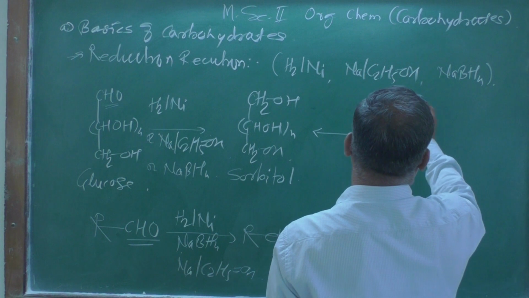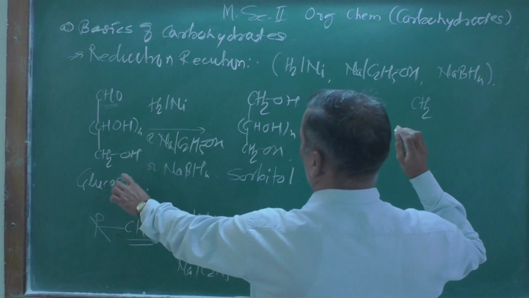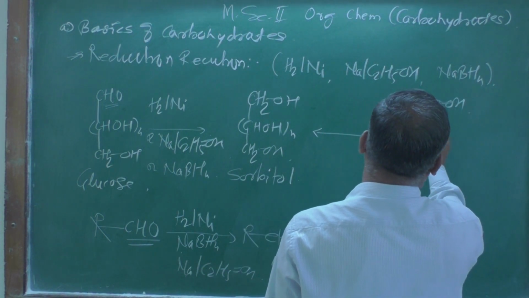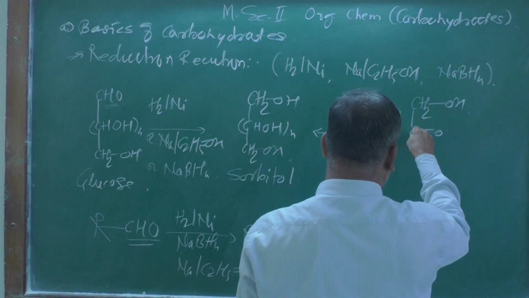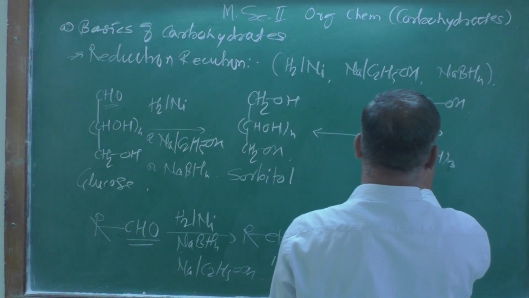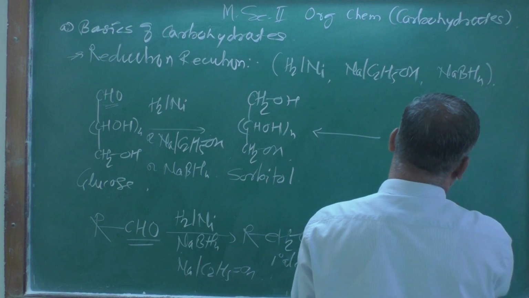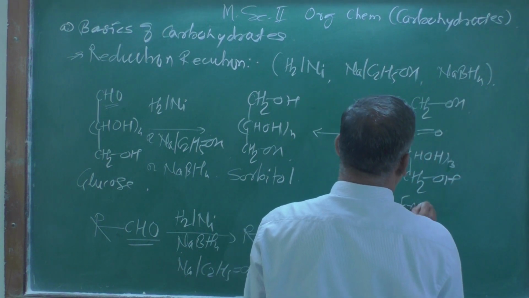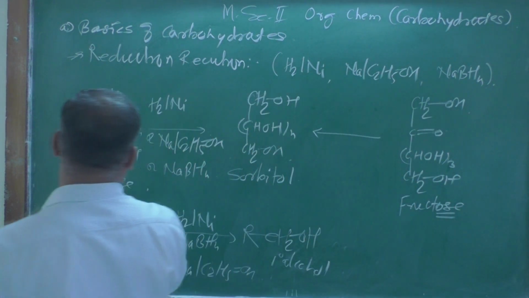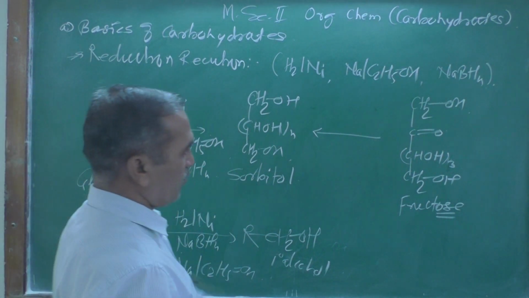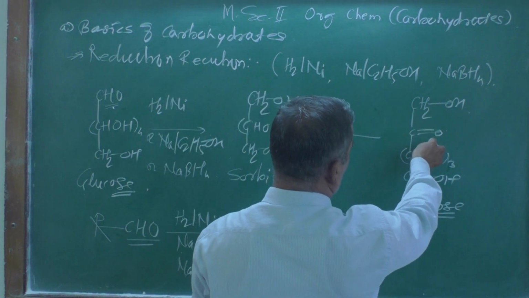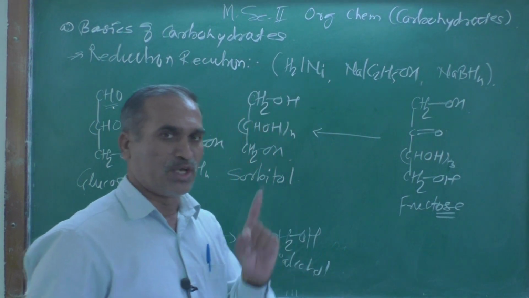Now, the structure of fructose: glucose contains an aldehyde group, whereas fructose contains a ketonic group here, then CHOH three times, remember, three times, and then CH2OH. This is the structure of fructose. OSE indicates a sugar unit. Glucose contains an aldehyde group, whereas fructose contains a ketonic group. Look here, at carbon number 2 a carbonyl group is present, and therefore it is known as fructose.